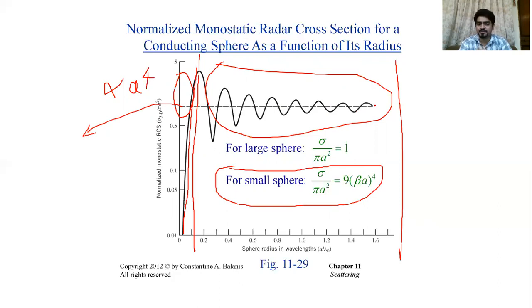And when we go further on the x-axis, that is a much larger dimension, when a is much greater than lambda, it will approach this horizontal line, which is nothing but 1, and this 1 is normalized to pi a square. That means the absolute value of this line is pi a square. So for large radial dimensions, the radar cross section of your sphere is going to approach the physical cross sectional area pi a square.